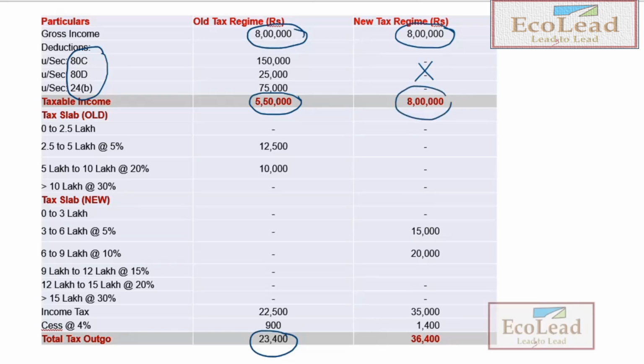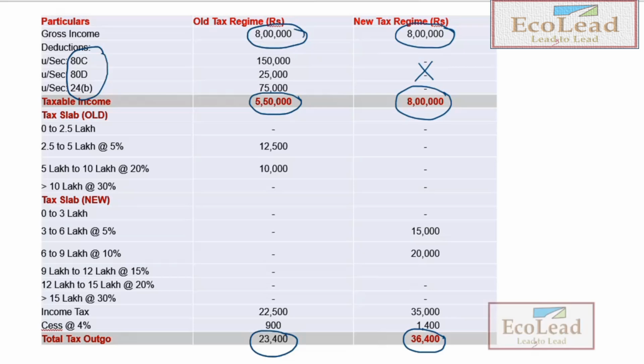However, these deductions will not be applicable under the new tax regime, and under the new tax regime the entire taxable income will be the gross income itself, which is 8 lakh rupees. When we calculated the total amount of tax that the person here, that we considered Banjara, needs to pay, it is 36,400 rupees. So here we have not calculated the return, but we only calculated the total tax amount that is to be paid at the time of filing the income tax.